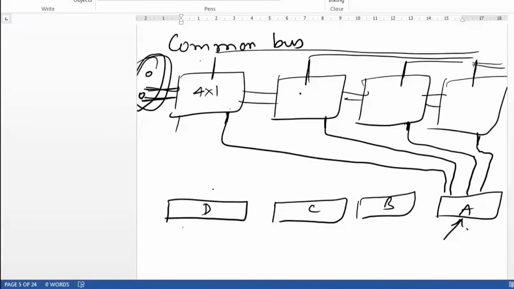When I select 0 0, this is a 4 cross 1 multiplexer, so 0th bit of all the 4 multiplexers would get transferred to my common bus. यानी क्या होगा? A का डेटा बस में चला जाएगा. How to store it in some other register, we'll see later. अभी पहले बस में कैसे insert करें, that you focus on.